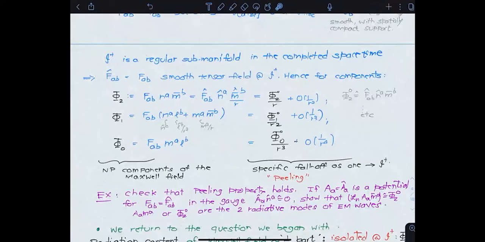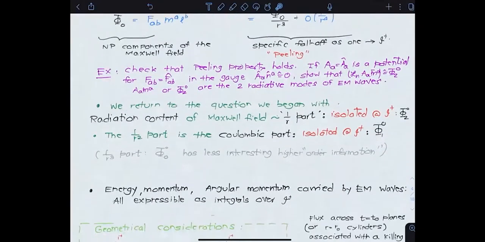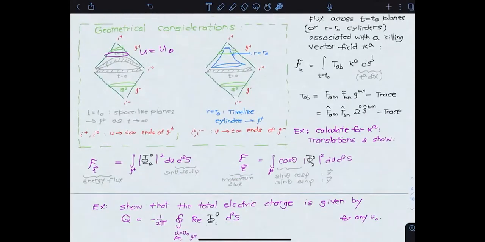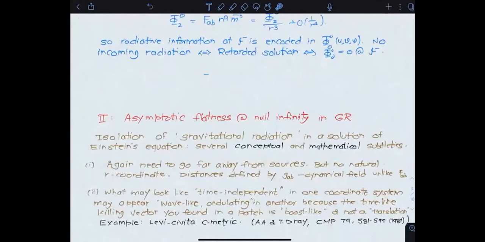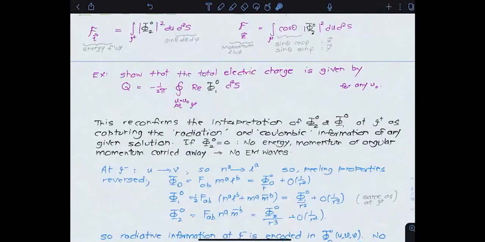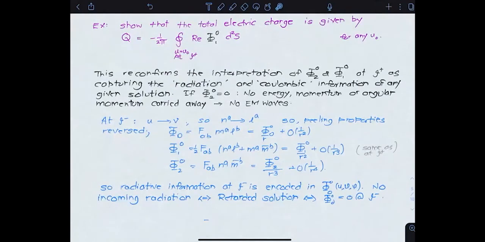And these are the peeling properties. And the most important for us are these two. This is the radiation field, which falls like 1 upon R. And this is really the real part of phi 1 naught. That is really the Coulombic field, and that has a charge. And this was the exercise that we had at the end of last time, to show that the electric charge is given by this particular formula. Is this okay?